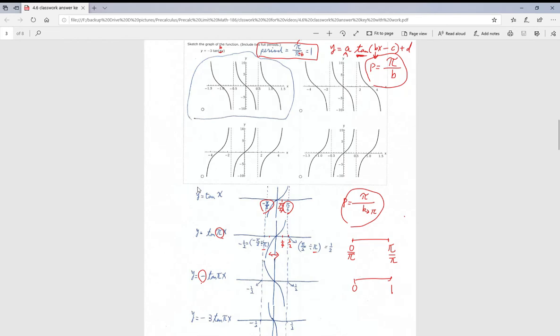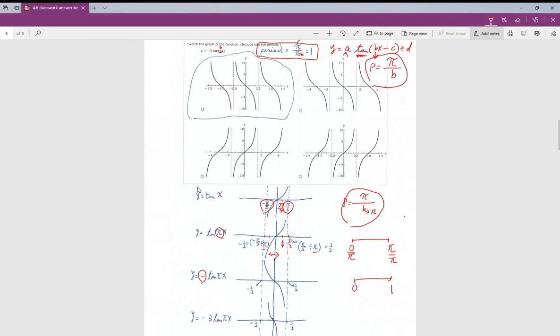Okay, so very sorry. On the last video, when I was going through these questions, my computer got stuck and I cannot move the page. So I need to redo this question again. But let's take a look.